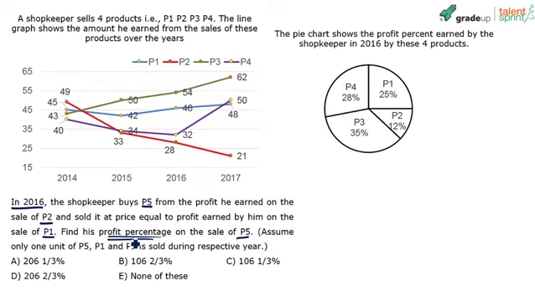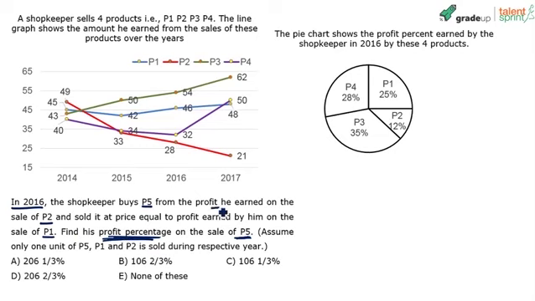So see, for you to find out the profit percentage, you should know the selling price and the cost price. I should know what is the selling price of product 5 and the cost price of product 5. One more point given in the question is that assume that only 1 unit of product 5, product 1 and product 2 is sold during this year. So he has sold only one item of 1, 2 and 5.